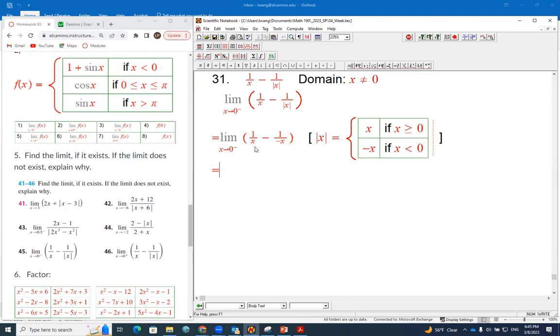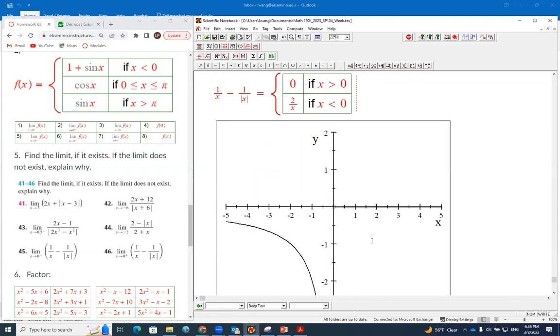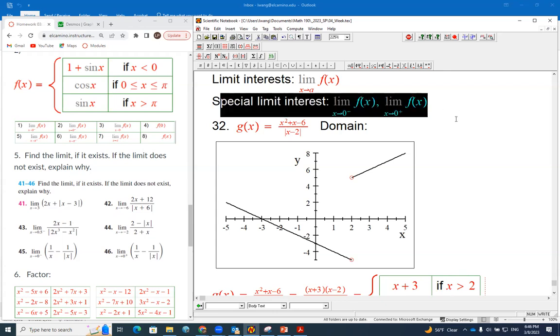Okay, and then what? Well, the next step is to combine like terms. Minus 1 over negative x is going to be plus 1 over x, and that's going to be 2 over x. There. So x is approaching 0 from smaller than 0, so this is going to be negative infinity. You're finished. And on the worksheet, of course, I showed you how to do the branches. There are even pictures. But really, these are extra questions.